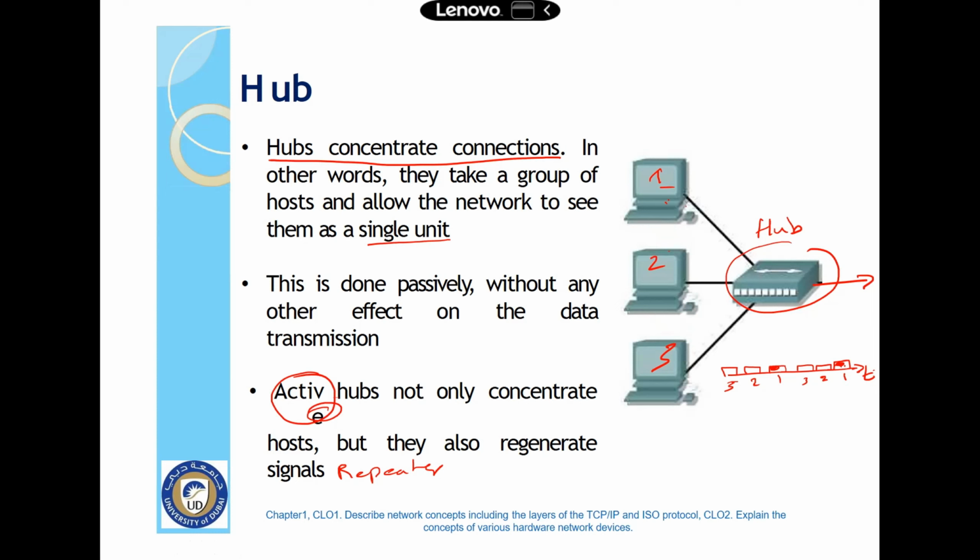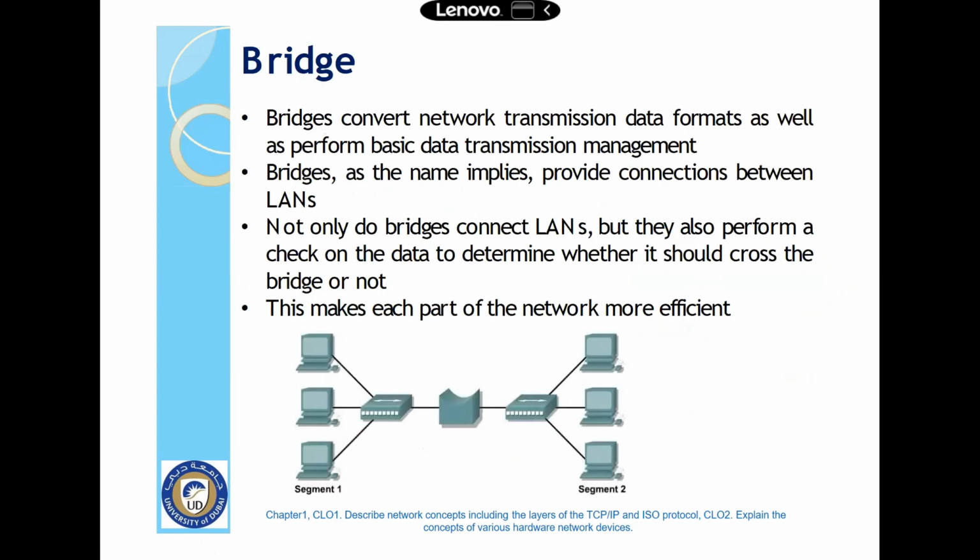Okay, so we did the repeater. We did the hub. Now we're going to talk about the bridge. The bridge device converts the network transmission formats as well as performs basic data transmission management. Management here talks about how the traffic should go. And also when you send a message over the network, it must follow a certain data format to be consistent all over the network.